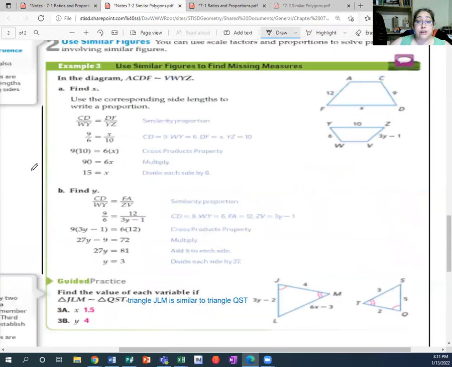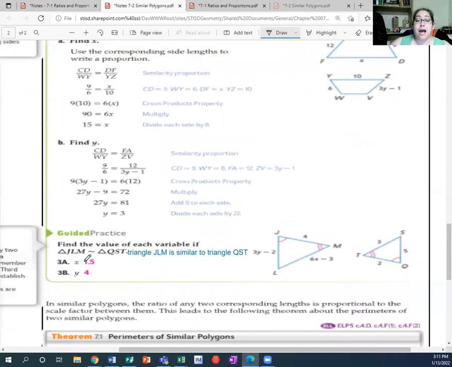The rest of the page is going to be done exactly like here in example 3. So skill practice questions 3 through 6 are all going to be done this way. I would like to work on 3A with you. I'm going to use these two items down here. So I need to find the value of each variable if these two triangles, triangle JLM and triangle QST, are similar. The first thing I'm going to do is figure out which corners are corresponding.